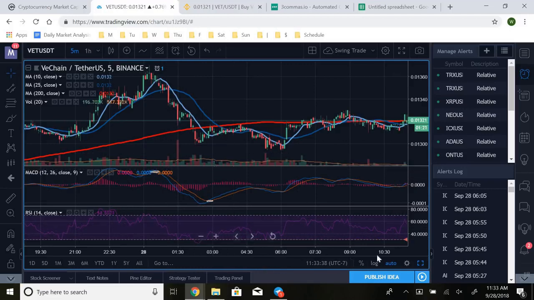Once you get that, you can actually set an alert, which we also went over. Unfortunately for you guys, if you don't have a paid Tradingview account, you cannot set multiple alerts, but you can set one alert, so you can go ahead and set that alert.